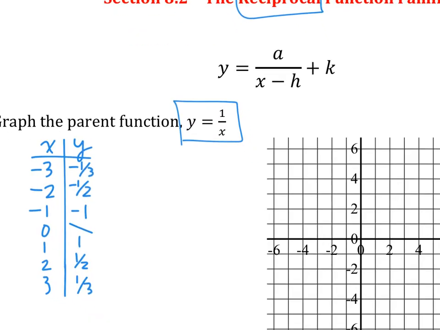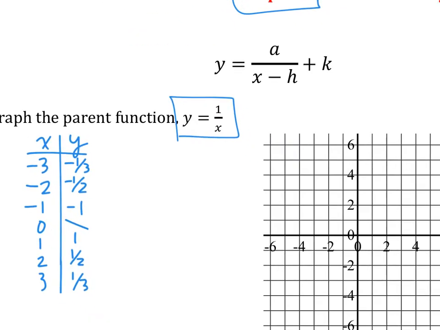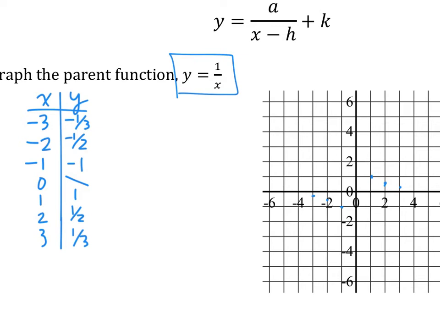All right, so now I graph these points. -3, -1/3, whoops, negative. -2, -1/2, -1, -1. 0, nothing goes on. 1, 1, 2, 1/2, 3, 1/3. So like that. You can put in more points, but you're going to see that the graph is going to curve. So the graph basically curves like this, and it never is going to reach 0 because at 0 it's undefined.